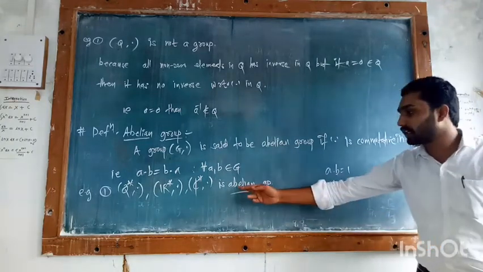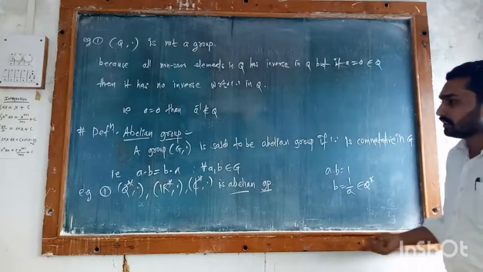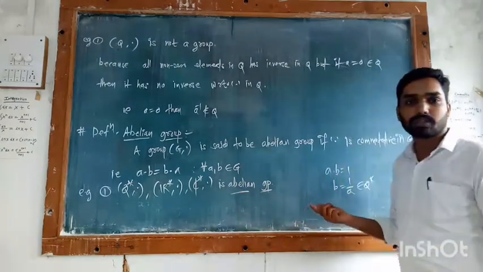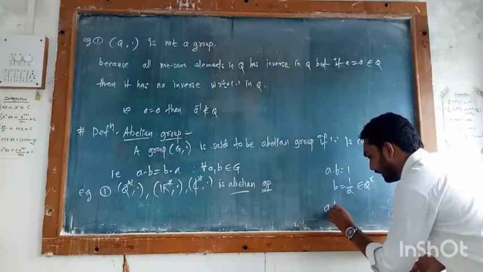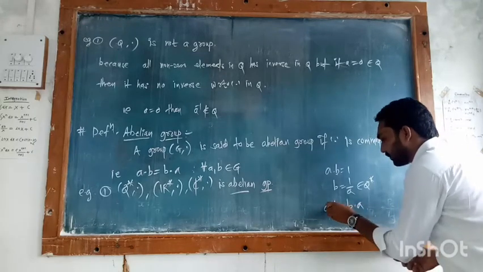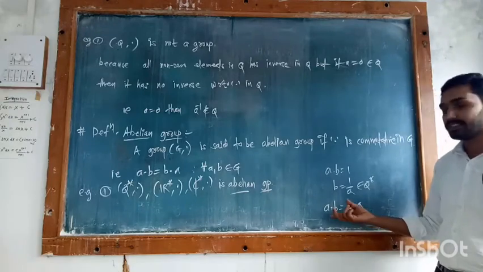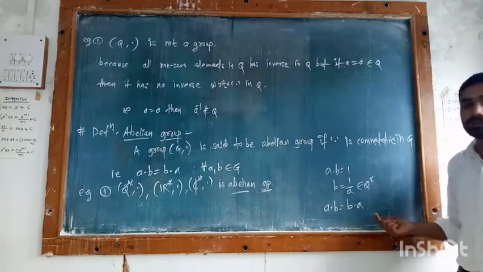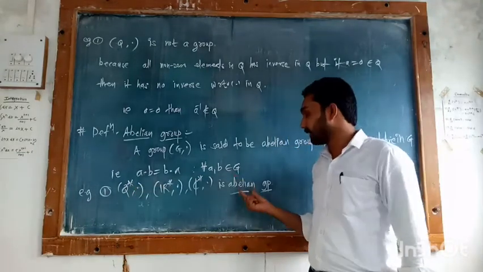And your last property for abelian group is that it satisfies the commutative property. So A and B are both non-zero rational numbers. Then A dot B is the same as B dot A, because your operation is multiplication. So A dot B equals B dot A. That is, multiplication satisfies the commutative property. Therefore Q star with operation multiplication is an abelian group.